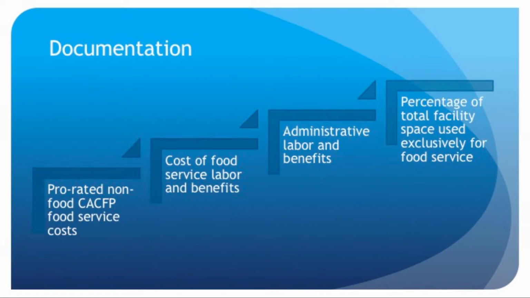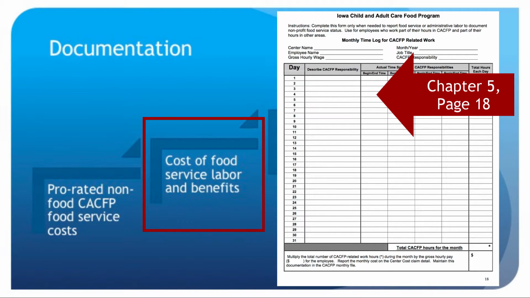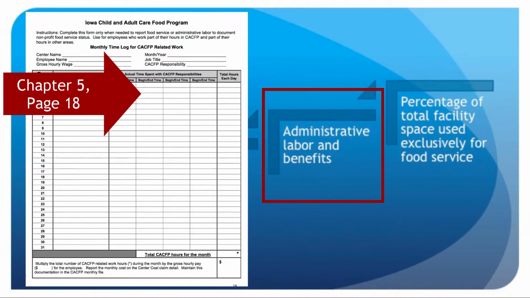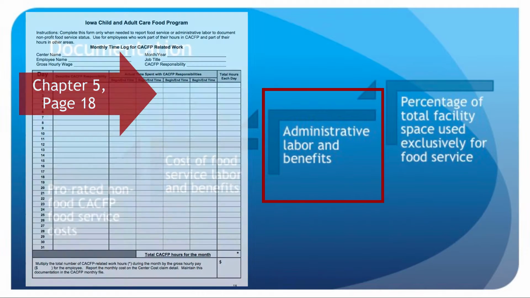Document the following as needed to show all reimbursement has been spent. 1. Prorated non-food CACFP food service costs. 2. The cost of food service labor and benefits. Use the labor log in Chapter 5 to track food service hours if staff work less than full-time in food service. 3. Administrative labor and benefits. Use the labor log in Chapter 5 to document actual hours spent on CACFP paperwork and other administrative tasks.